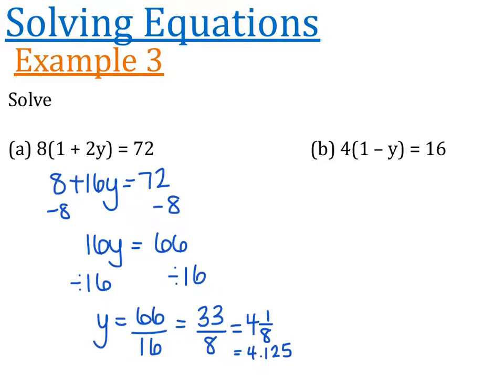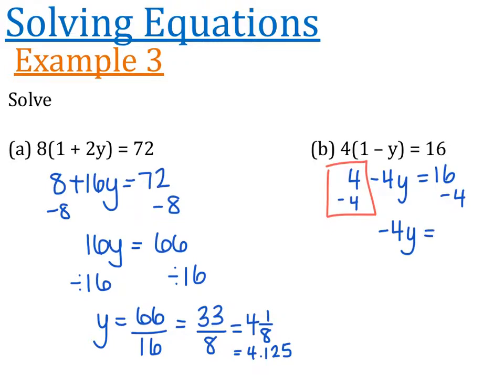So we start with 4 bracket 1 minus y is equal to 16. So expand those brackets. Okay, we want to get rid of this 4, so we're going to subtract 4 from both sides. Now, we're just getting rid of these two things right here. And when we do that, we're left with minus 4y. So please be careful that the sign that's in front of the number belongs to the number. And then 16 take away 4 is 12. And then we can divide both sides by minus 4. And y is equal to minus 3. And there we go, we're done.